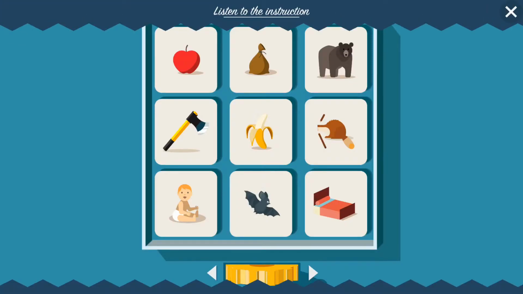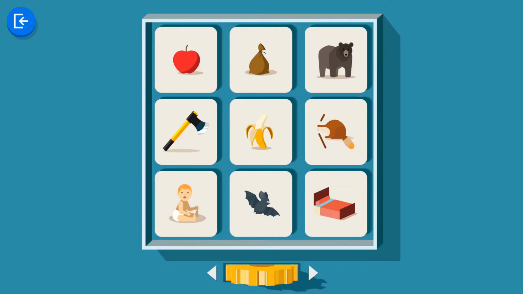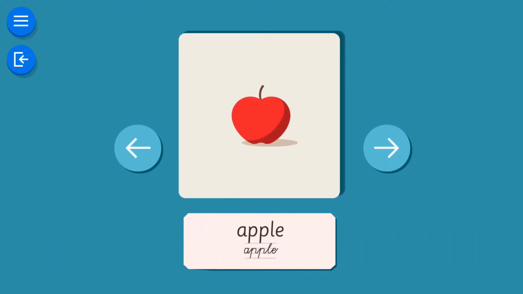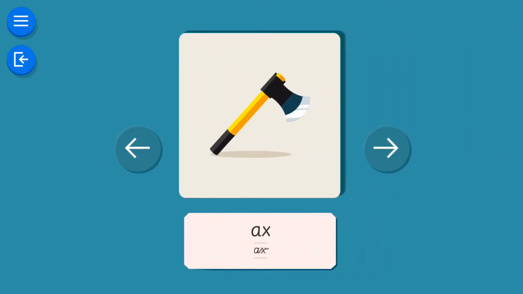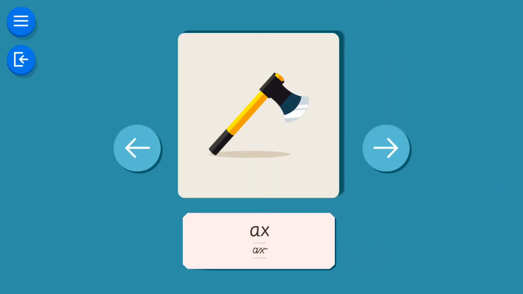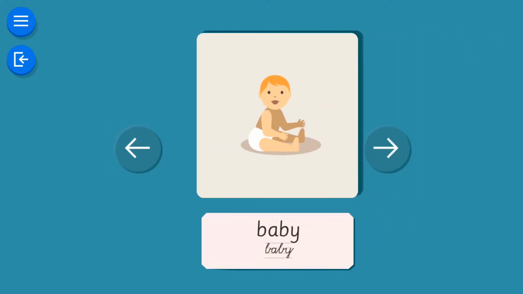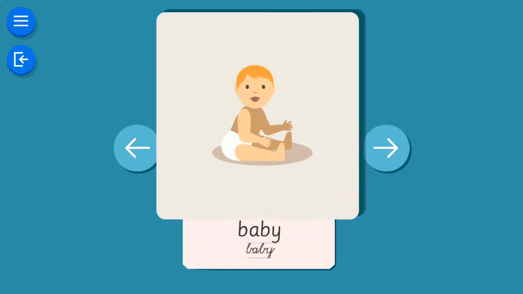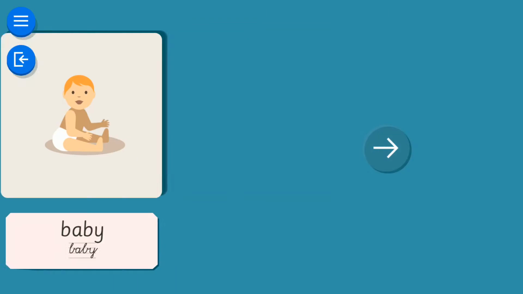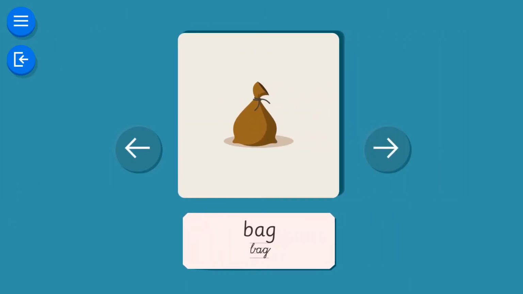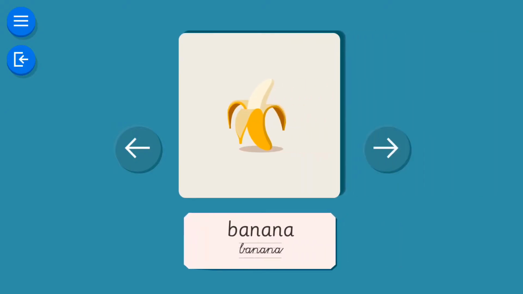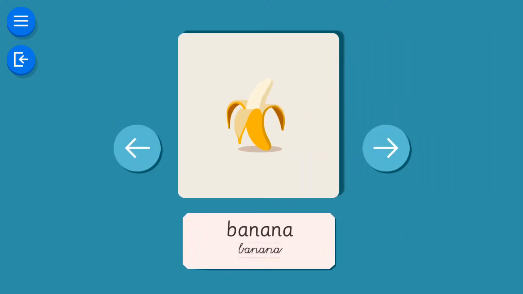Browse through the images and learn their names. Apple, apple. Axe. Baby, baby. Bag, bag. Banana, banana.